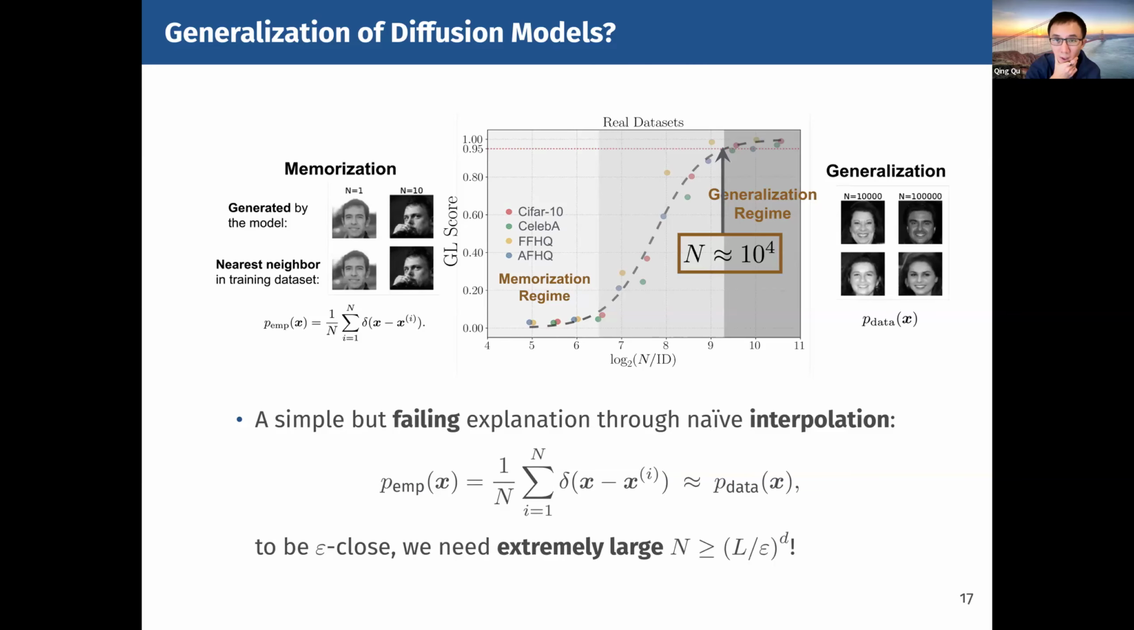However, if you look at what happens in practice, where diffusion models generalize, the number of samples you need is actually not that large. It is only around 10,000 or so, much less than the worst-case theory predicts. So the question is why there is such a large sample complexity gap between what the worst-case theory predicts and what we observe in practice. This is the fundamental question I want to address in this talk about generalization: why are diffusion models able to generalize?